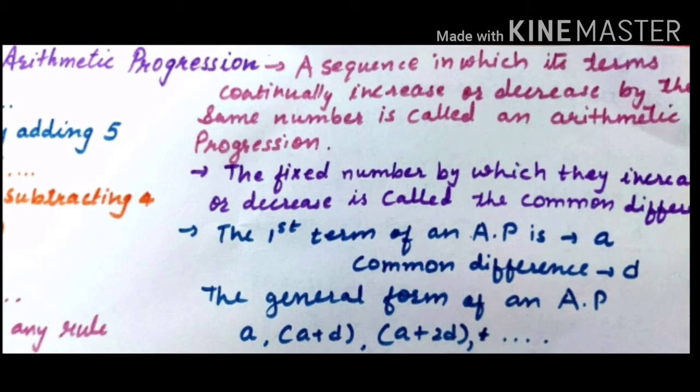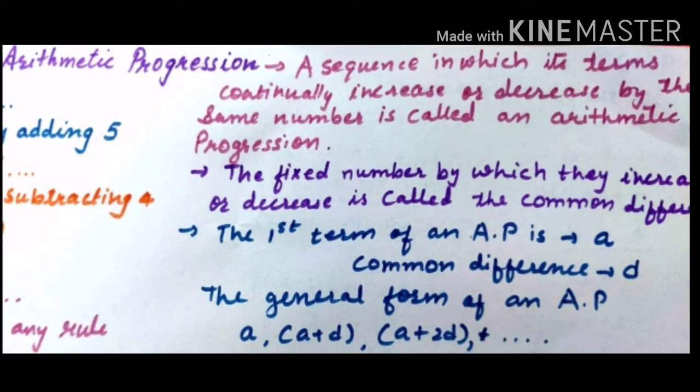Now, the fixed number by which they increase or decrease: if it is increasing by 3, then everywhere we should add 3 in the sequence. So this fixed number 3 is called the common difference of that sequence, or the arithmetic progression. The AP's fixed number is 3 here, so we call it the common difference. It means the difference between any two terms in an AP is called the common difference.